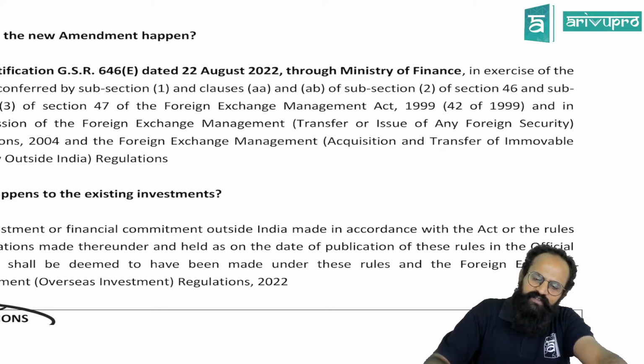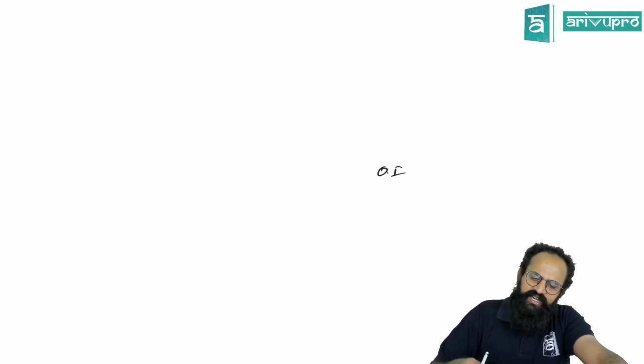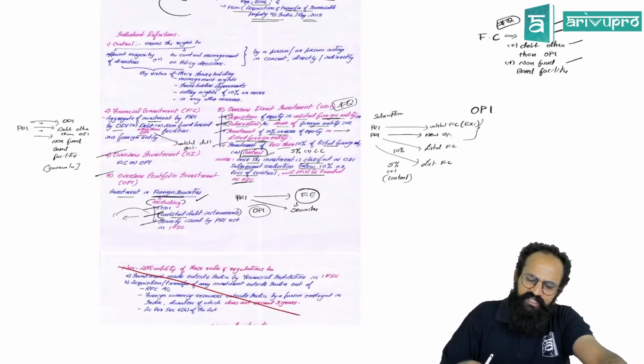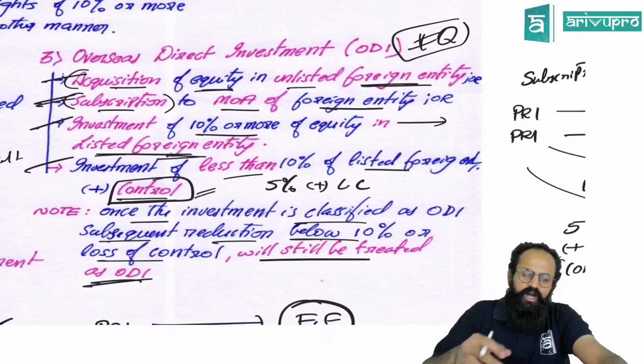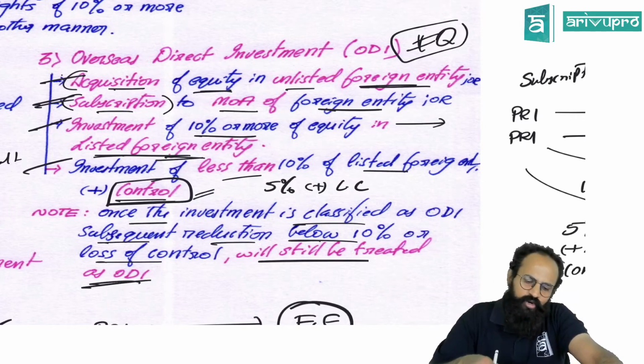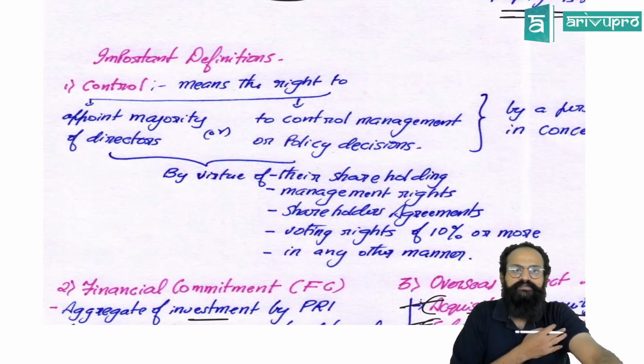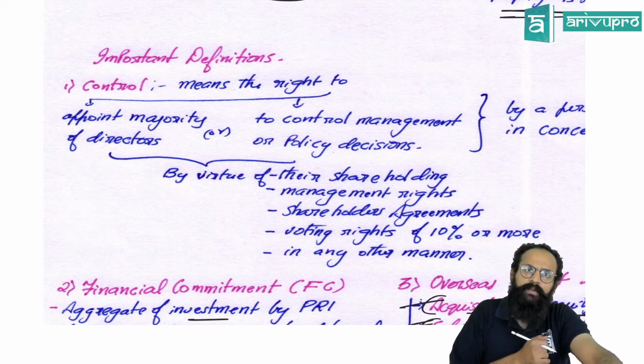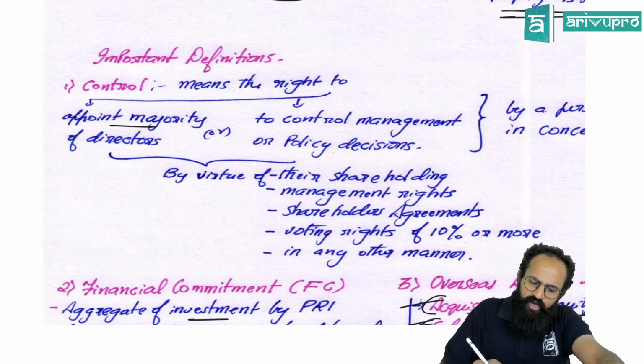Sir, now also, sir, we understood everything, but we did not understand something called control, sir, which you mentioned in ODI. You're telling that you're investing less than 10% in a listed company, but you also have a control. What do you mean by having a control? For that also, there is a definition. Control means, people, the right to appoint majority of directors.